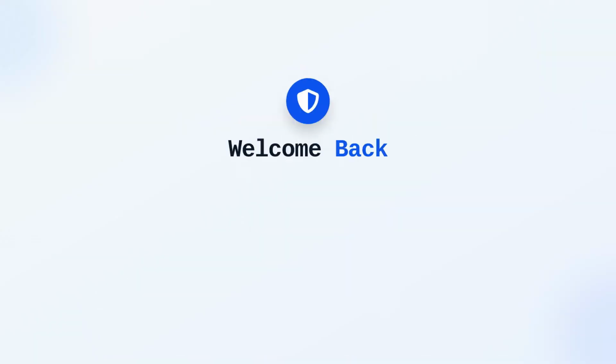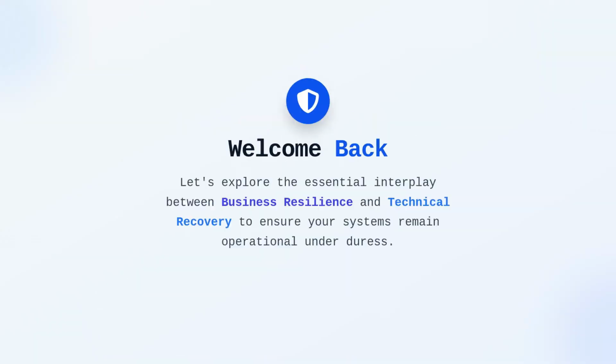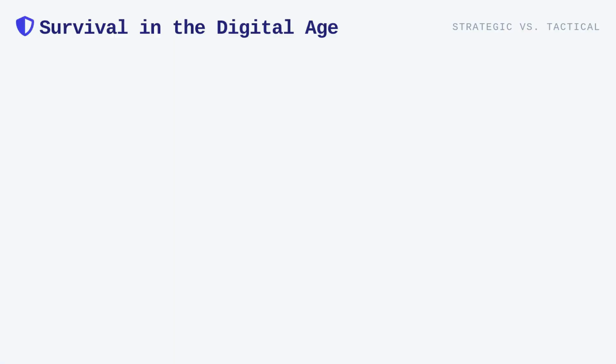Welcome back. Let's explore the essential interplay between business resilience and technical recovery to ensure your systems remain operational under duress. When we talk about the survival of an organization in the digital age, we often conflate the concepts of disaster recovery and business continuity, yet they function at different levels of abstraction.